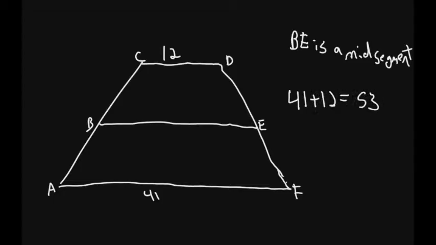And then to find the mid-segment, I divide that 53 by 2 because I added two bases. So the mid-segment length would be 26.5 or 26 5/10.